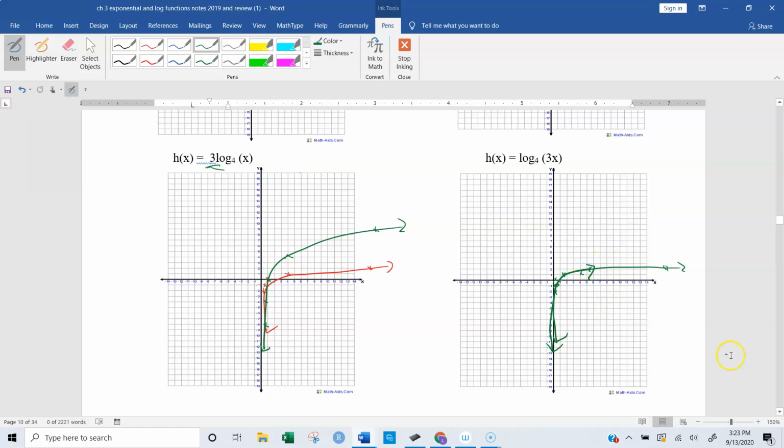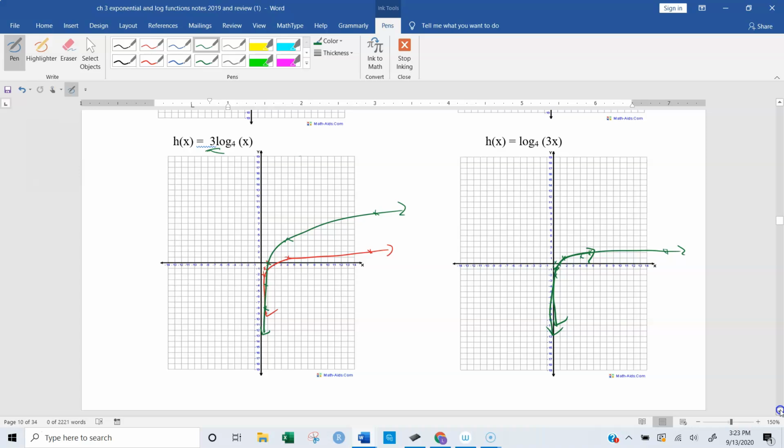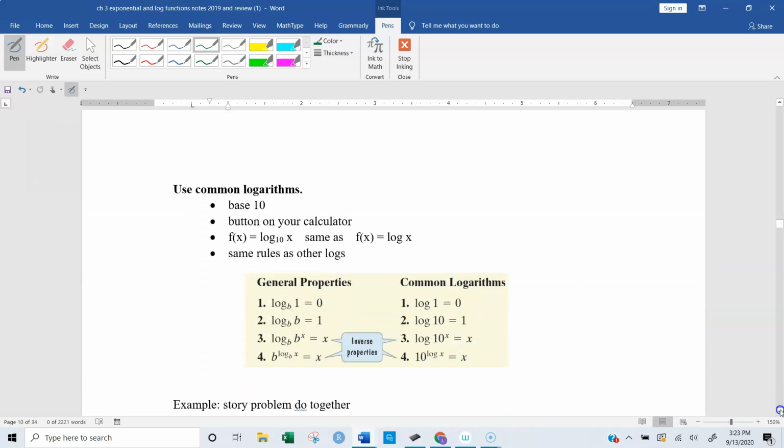Almost looks the same as the other one, huh? I didn't do very well. I hope you did better. Use 2 different colors. It usually helps.